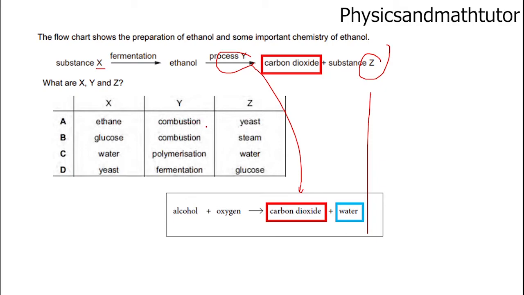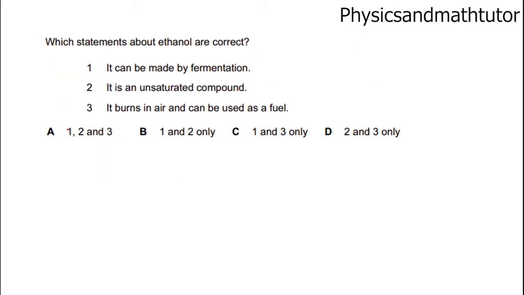Now look at this, the combustion, we have two combustion, but in Z we have yeast and steam. Now which one is the water? Obviously not yeast, because yeast is not water, and steam, yep, because the water in the combustion is in the form of water vapor or steam. And then, yep, the answer is B. Yay.